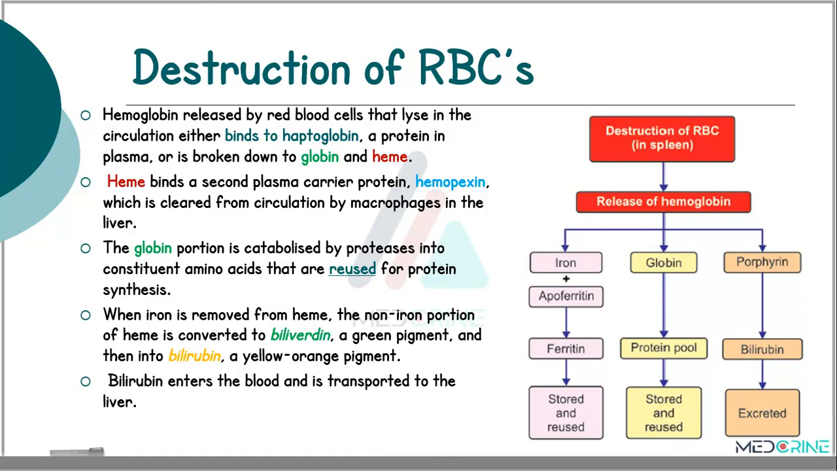The globin portion, on the other hand, is catabolized by proteases into constituent amino acids, which are then reused for protein synthesis. And when the iron is removed from the heme, the non-iron portion of the heme is converted to what is known as biliverdin, which is a green pigment. Then this biliverdin is converted to bilirubin, which is a yellow pigment. Bilirubin then enters the blood and is transported to the liver for conjugation.